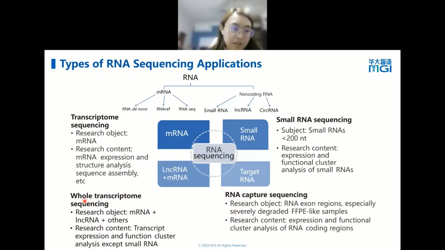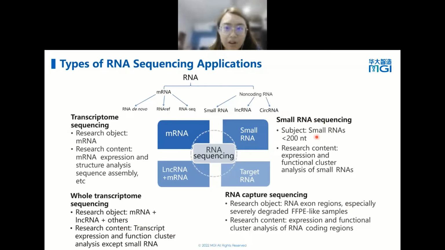Then for whole transcriptome sequencing, the difference between whole transcriptome and transcriptome is actually the mRNA and other RNA. Whole transcriptome means you will include other types of RNA. But essentially the research content is similar to transcriptome sequencing. You want to look at the expression and function of all the respective genes in that organism.